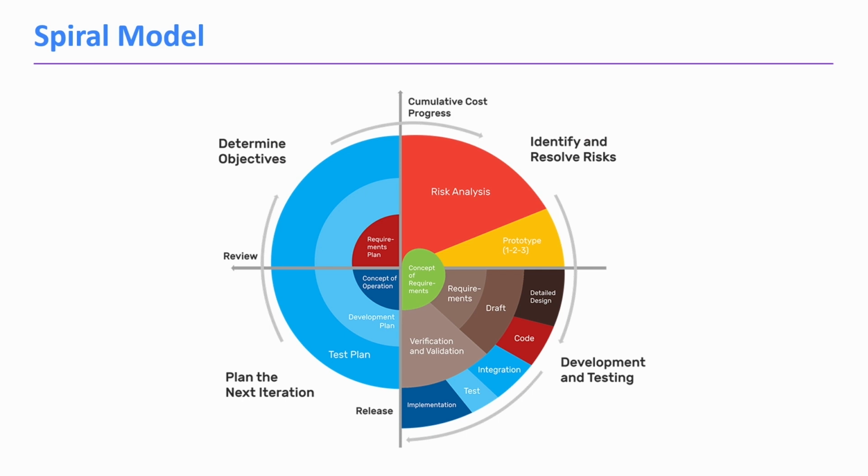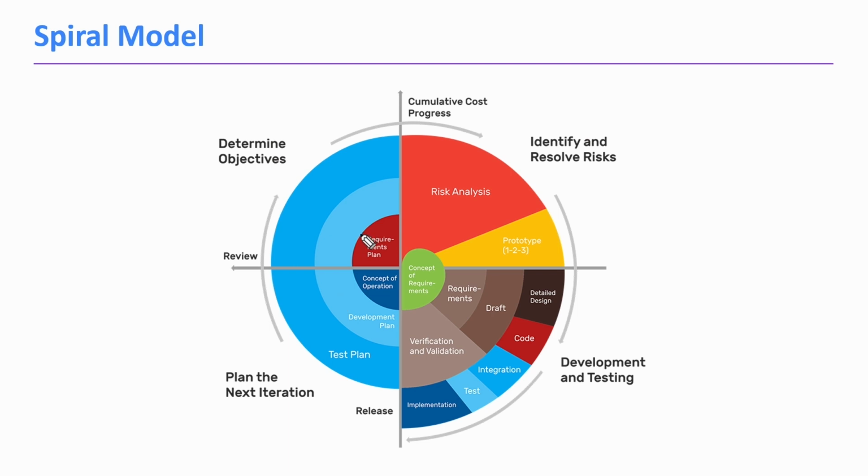And spiral model is best suitable for large and complex projects where considerable changes are expected. In spiral model, high priority requirements are developed first. In the next iteration, a few more requirements are developed and integrated with the existing application. In every new iteration, a new version of software is released to the customer. As you can see in the picture, the whole spiral model is divided into four quadrants. First is the determine objectives or planning or requirement analysis phase. Second is identify and resolve risk. Third is development and testing. And the last one is the evaluation or plan for the next iteration quadrant.